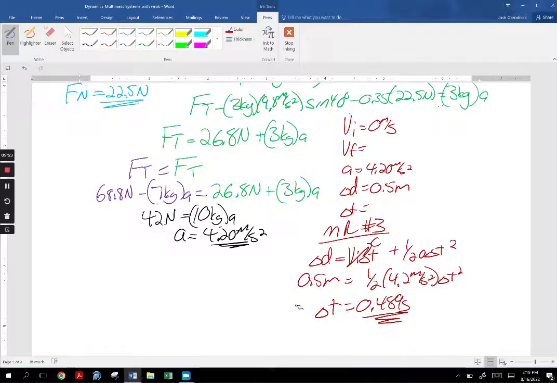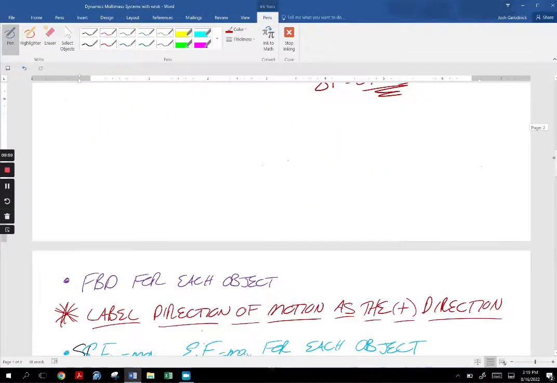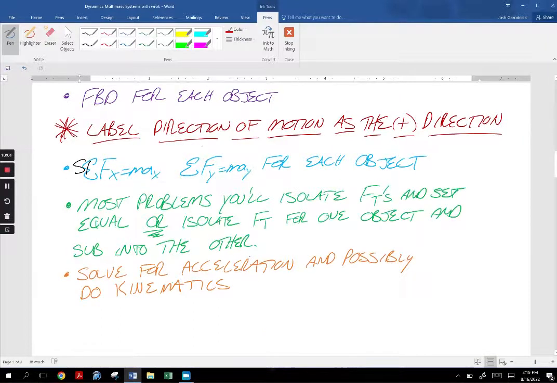Would you like to hear it again? Okay, let's do that. Here it is. For each object, you should be drawing a free body diagram. That's the first thing I would do. And then the next thing I would do is label the direction of motion as the positive direction. That's key, because if you don't, you might end up with an answer that's negative 9.8, which makes no sense. That means it's falling and only gravity acts on it. That's not true.